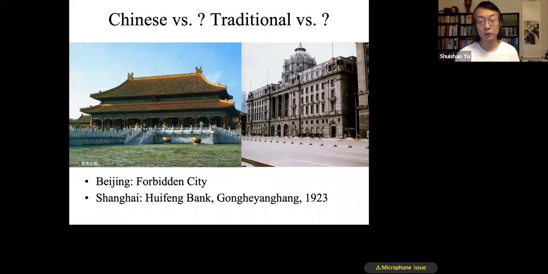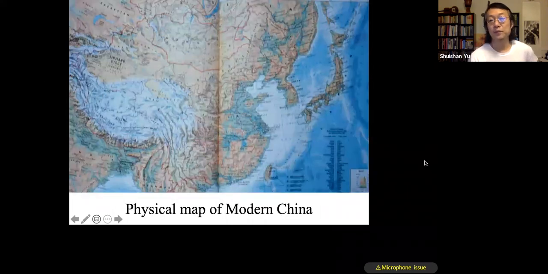So I just want to present the very first slide for the whole class, about the meaning of words. All right, we use words for communication, but we should also be critical and mindful about the possible confusion and possible loaded meaning in those words, like Chinese, like traditional.